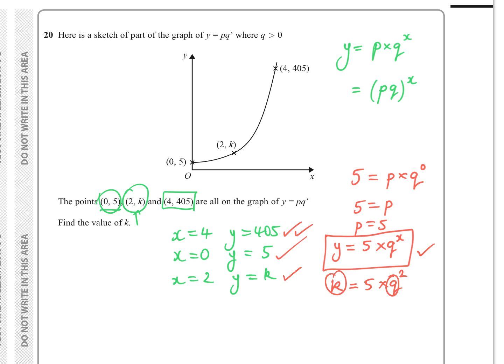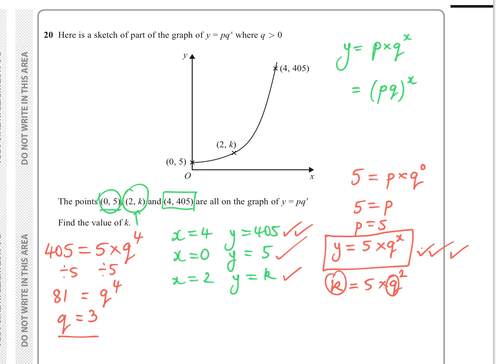So we can say x is 4, y is 405, so that would give us 405, don't forget we're putting it into this one, equals 5 times q to the 4. So with your calculator, divide both sides by 5 first. That should give us 81. Now if q to the power of 4 is 81, then 81 is 3 times 3 times 3 times 3, so q would be the fourth root of 81, which is just 3.